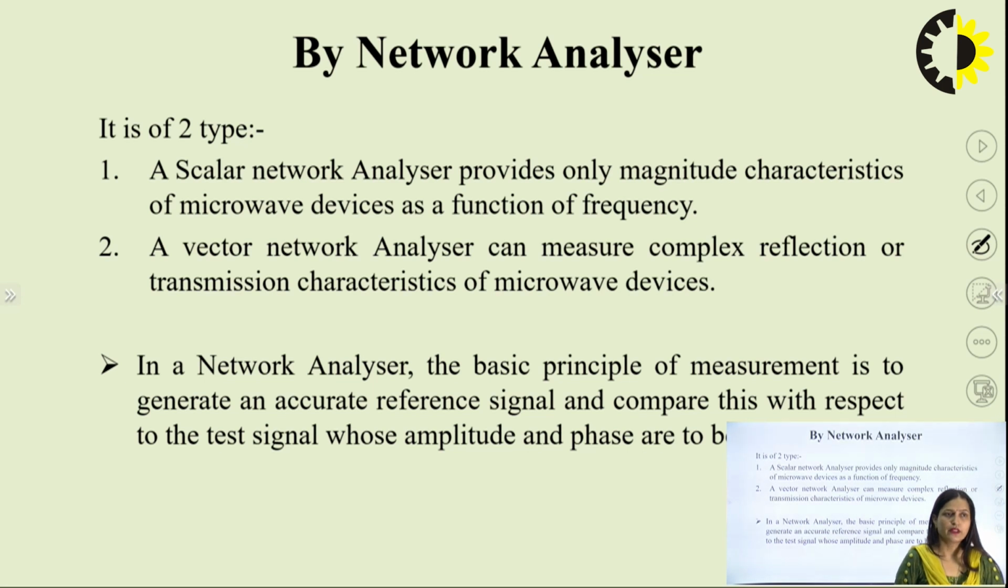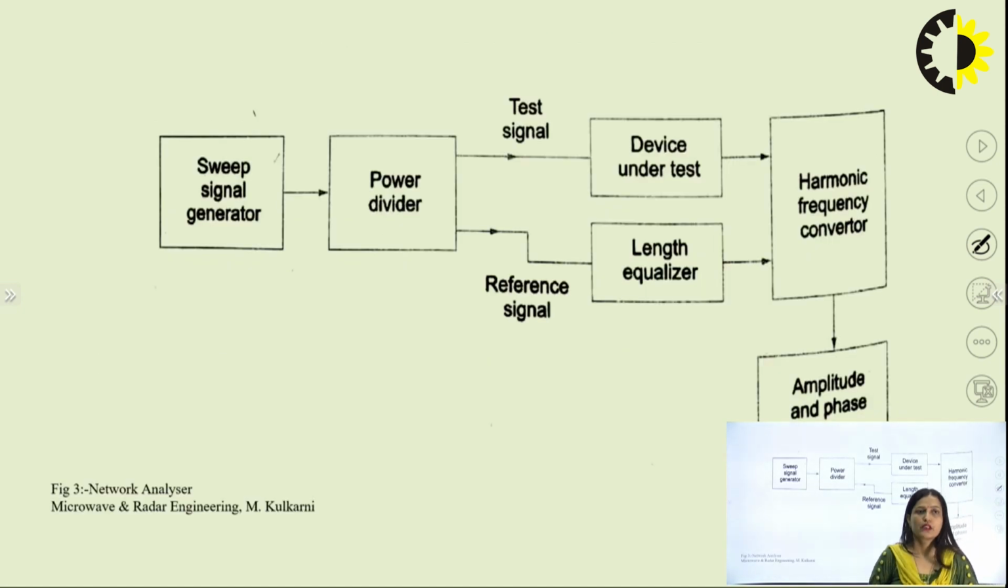of the characteristic of any microwave device. In a network analyzer, the basic principle of the measurement is to generate an accurate reference signal, and compare it with the test signal whose amplitude and phase we have to measure. So first we generate a test signal, and this test signal is compared with the reference signal, and according to the difference between the two we can find the amplitude and phase of the signal. See, this is the setup of the network analyzer.